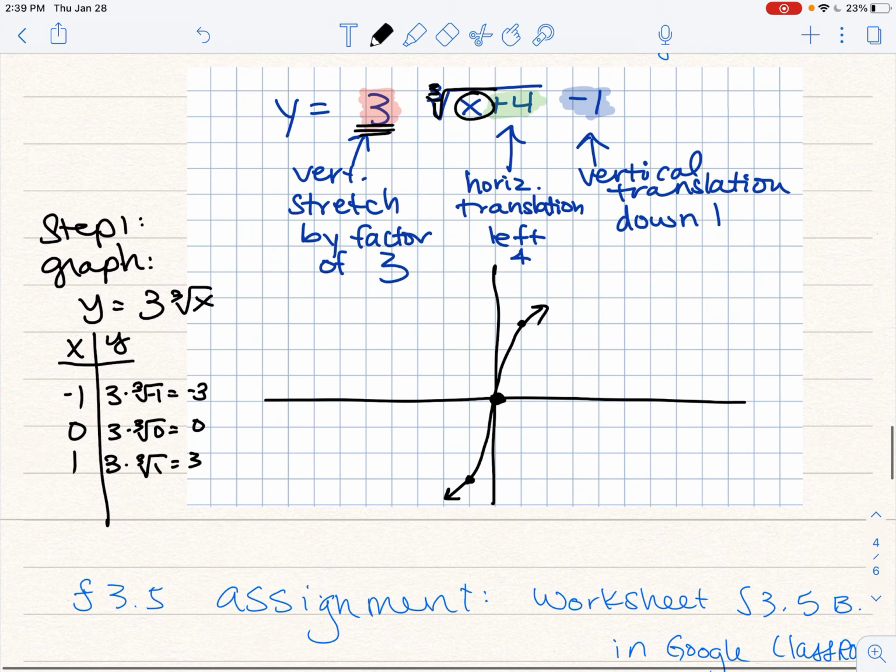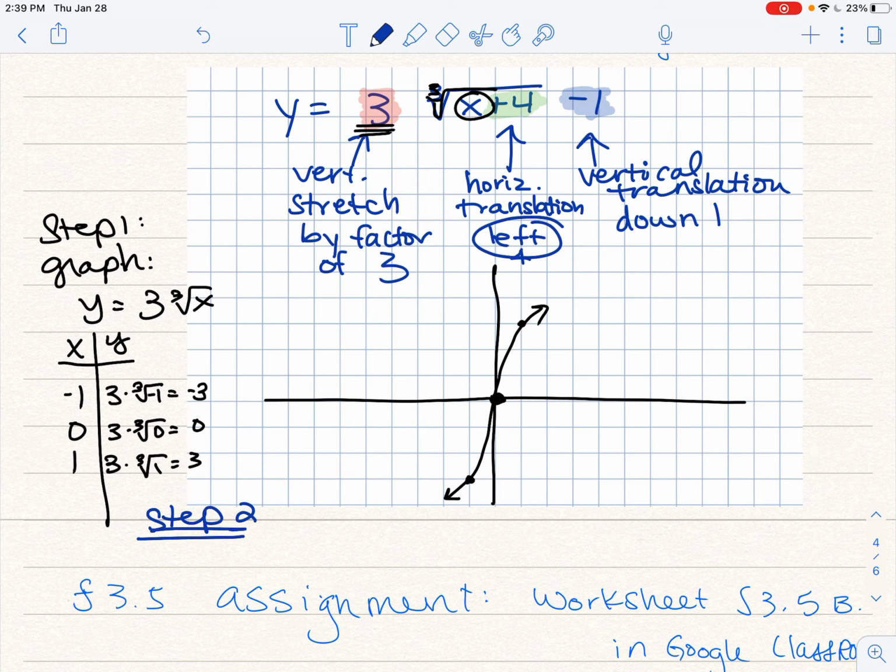When we graph it. So keep in mind, now step 2 is we're going to do our translations. So we're going to go to the left 4 and we're going to go down 1. So left 4, down 1 from every point. So here we go. Ready? From this point here, left 1, 2, 3, 4, down 1. That's our new point. Second point, we're going to go left 1, 2, 3, 4, down 1. Last point, left 1, 2, 3, 4, down 1.